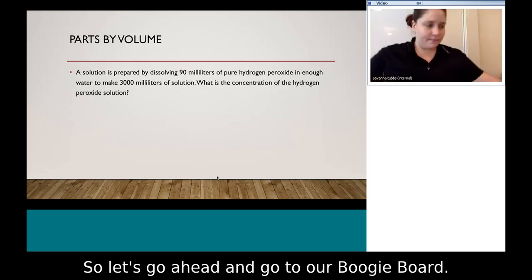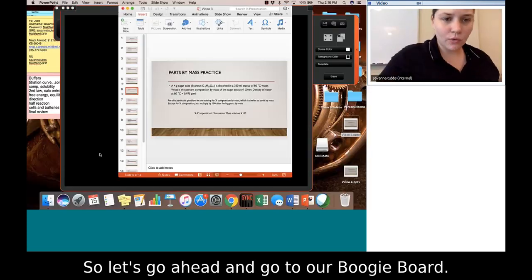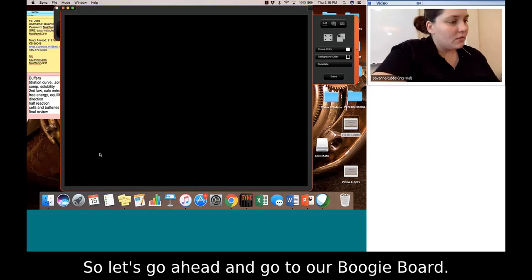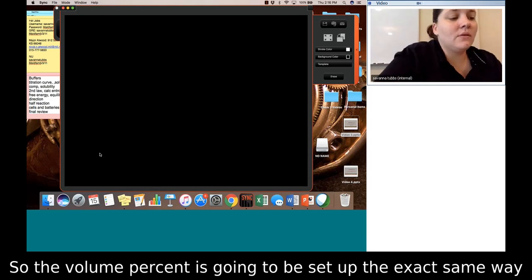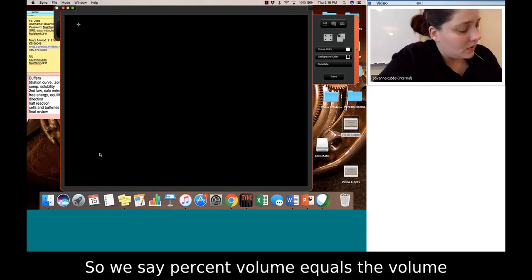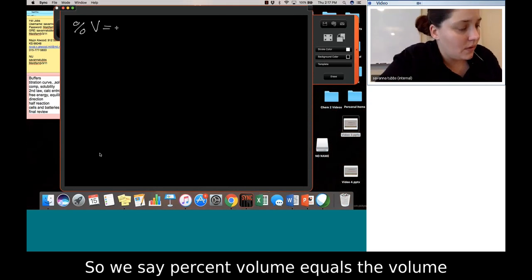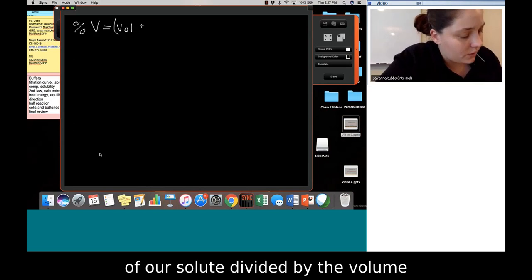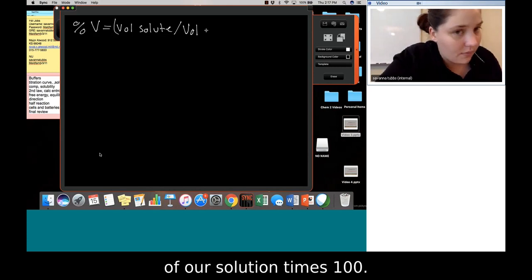So let's go ahead and go to our boogie board. So the volume percent is going to be set up the exact same way as our mass percent. So we say percent volume equals the volume of our solute divided by the volume of our solution times 100.